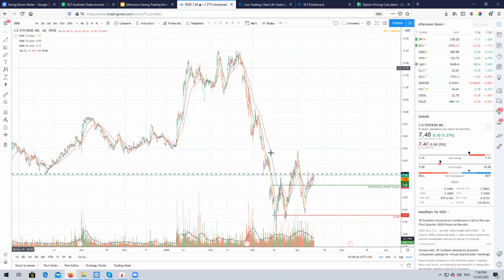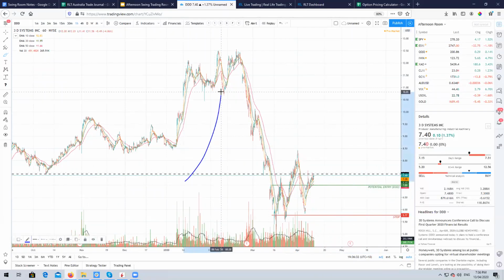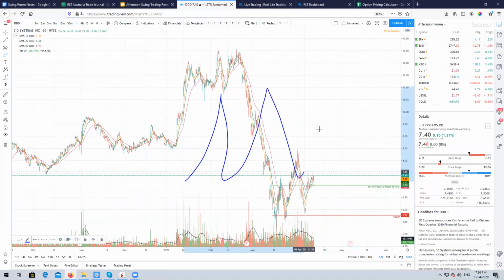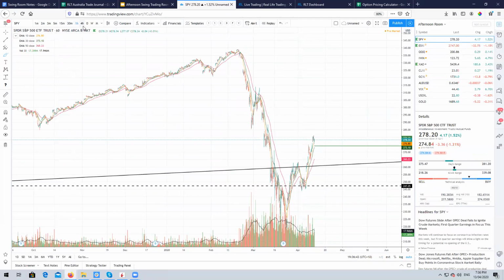We can consolidate here for 6 months sideways. Same with the rest of the market. We could come up to where we are now, come back down to the lows, come back up to there again, and then go back down, and then we can come up before we break down and go lower. If you take a look at the SPY, I'll just show you guys what I mean here.